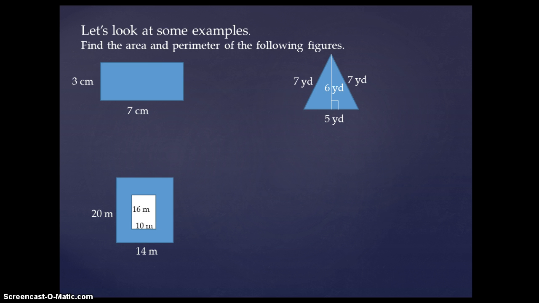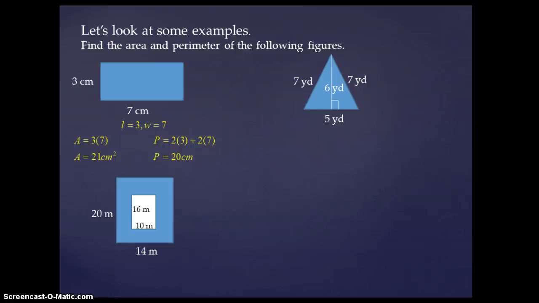So let's look at a couple examples. We're going to find the area and perimeter of the following figures. First, we have a rectangle. Notice that the length and width are 3 and 7. And so when we put that into our area formula, we get area of 21 centimeters squared. And then perimeter, we have 2 times 3 plus 2 times 7. Well, 2 times 3 is 6, 2 times 7 is 14, and we add those together, it's 20 centimeters.